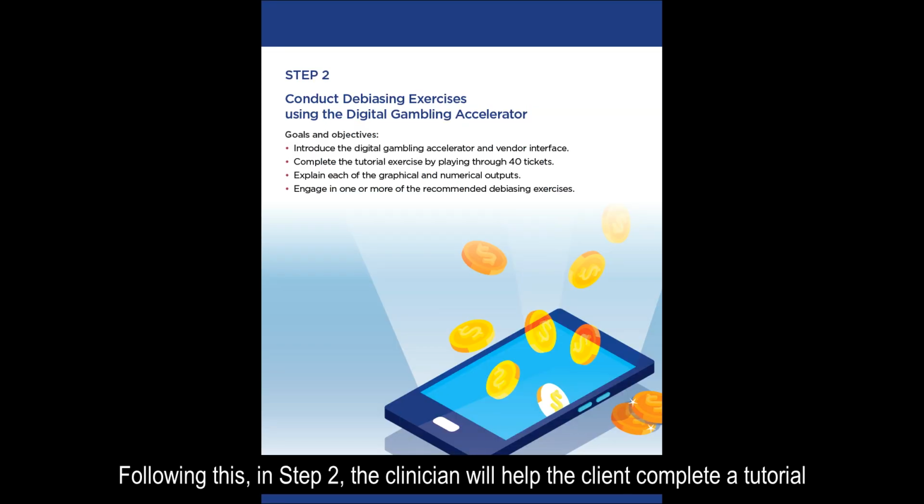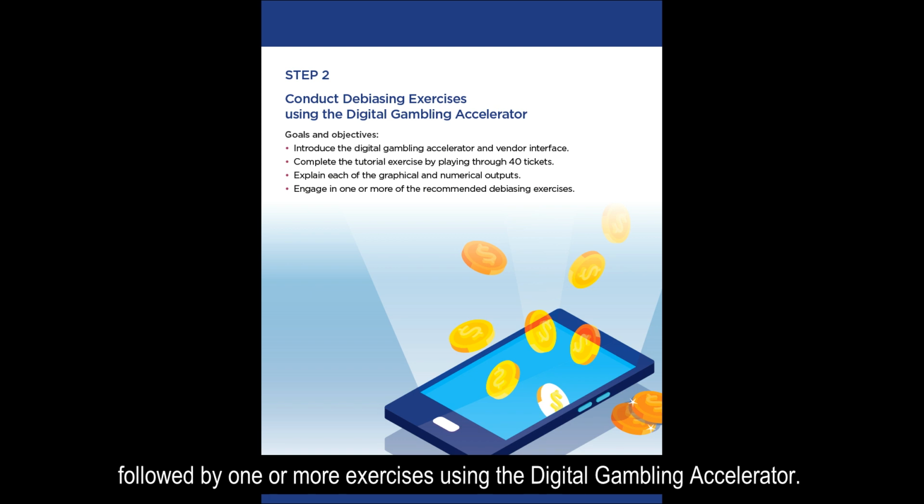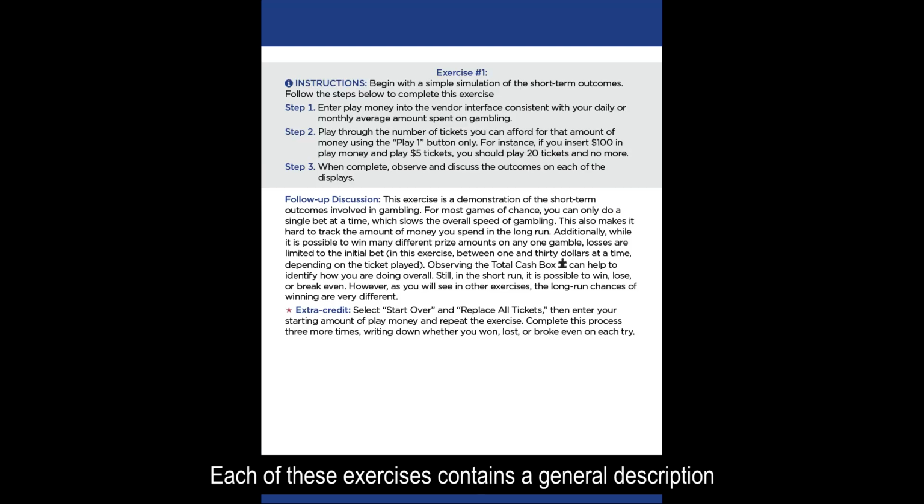Following this, in Step 2, the clinician will help the client complete a tutorial followed by 1 or more exercises using the Digital Gambling Accelerator. Each of these exercises contains a general description along with steps for completing the exercise, then a follow-up discussion, and finally an extra credit section which can be completed during the session or in later sessions. I'll now demonstrate the first 2 exercises in the guide.